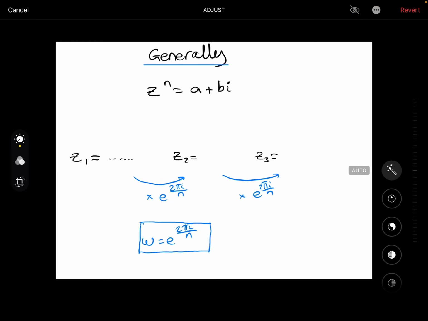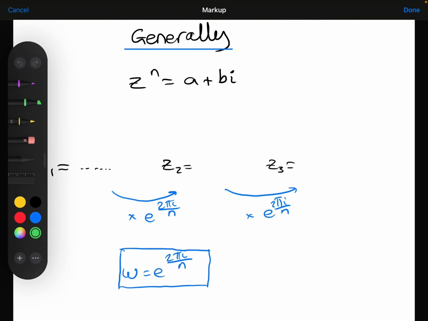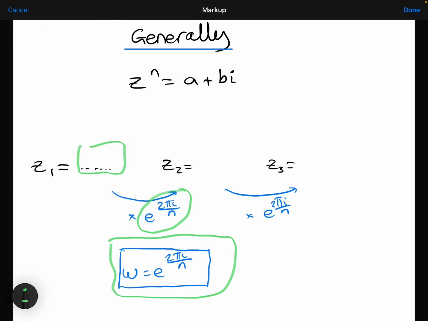Generally, if there are n solutions, I would expect 2 pi over n to be the angle in between each of those solutions. So I would multiply by e to the 2 pi i over n. Sometimes we call that factor that we multiplied by either w or omega. But the idea is that we find our first solution, whatever that is, and then multiply by this w factor.